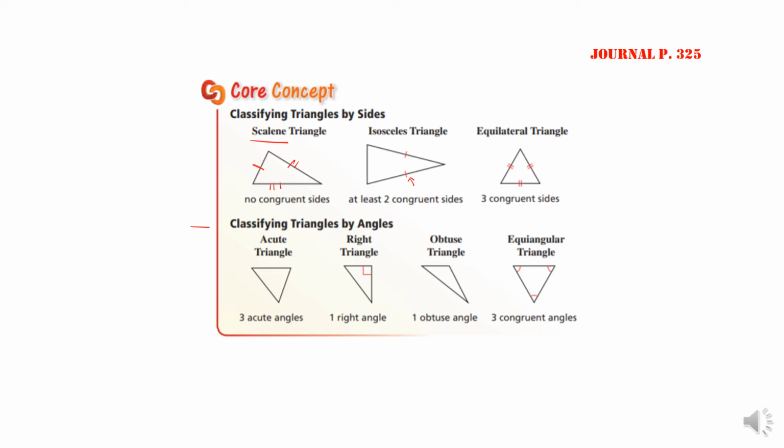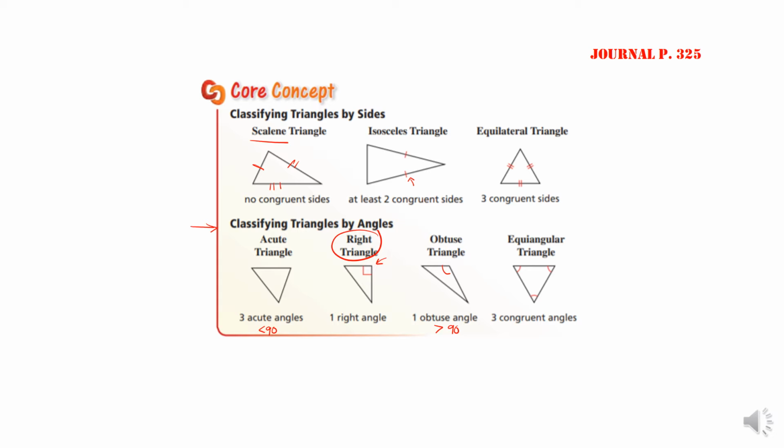Now we're going to look at classifying them by the angles. If all of the angles are less than 90 degrees, which means they're acute, that is an acute triangle. If one angle is a right angle, then it's a right triangle. And only one can be right, because if you had two, that would be 180 and you'd be done with your triangle. Okay, obtuse means you have one obtuse angle which is greater than 90 degrees.